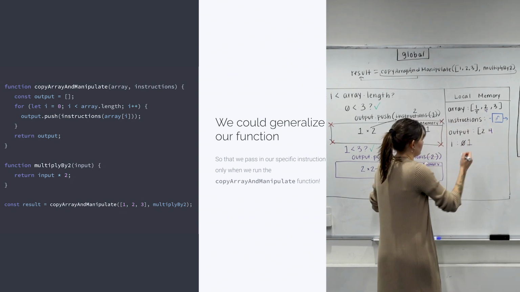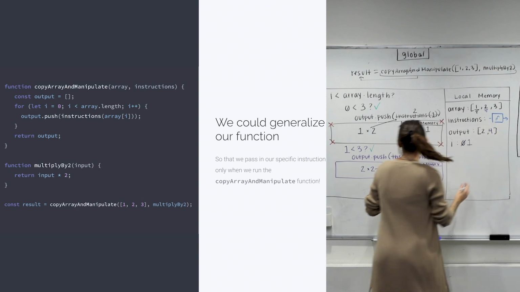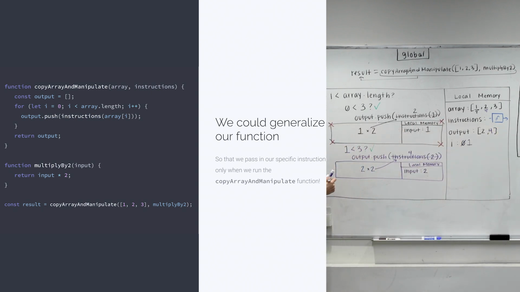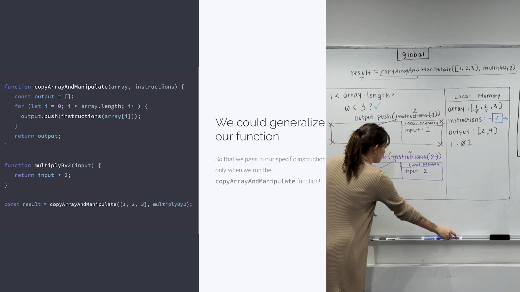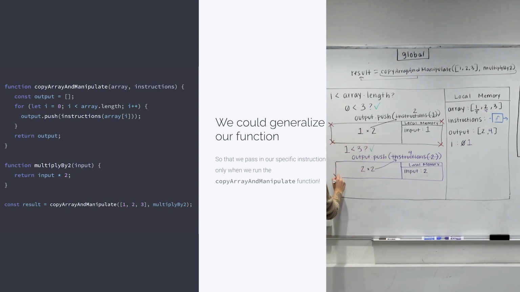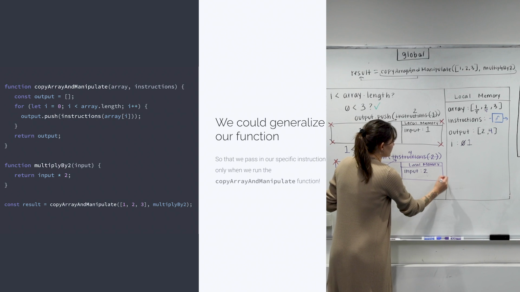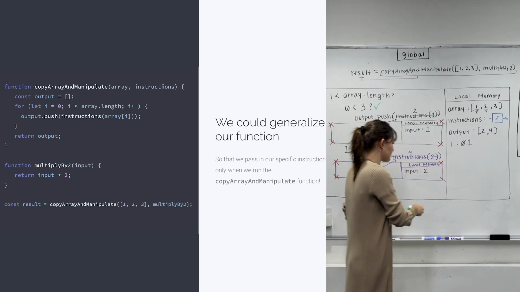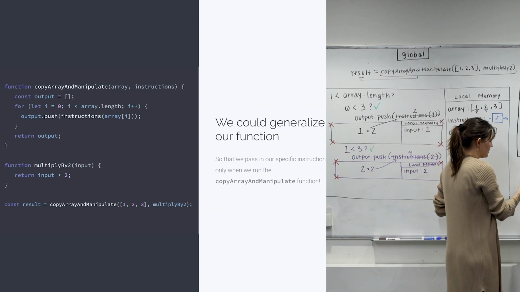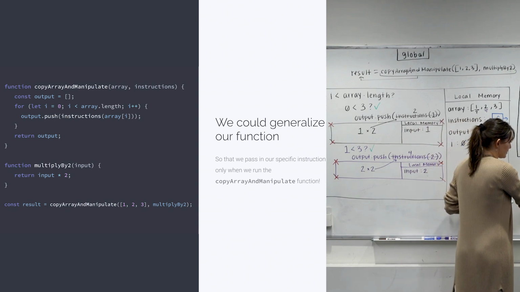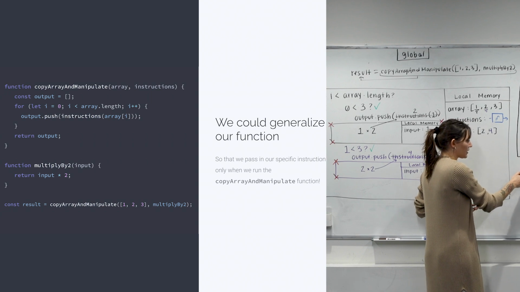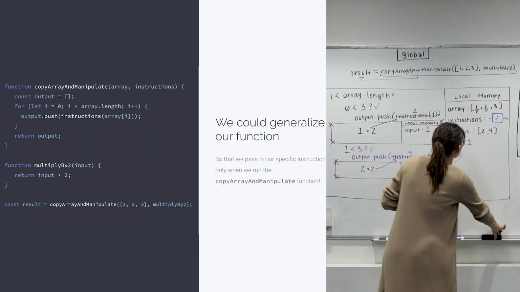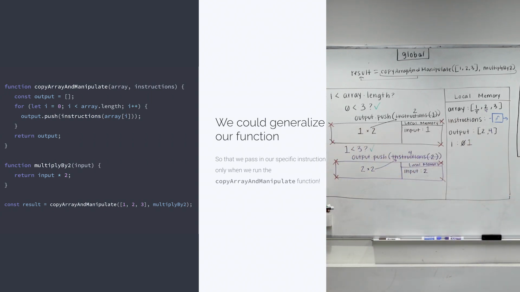So we're done with all the code in here. It is eligible for garbage collect. Perfect, absolutely. So we're going to garbage collect this. And what about over here? You are popping the instructions function from the call stack. Absolutely. Cool. And we could see that copy array and manipulate is now at the top of the stack. So that is where we return to.